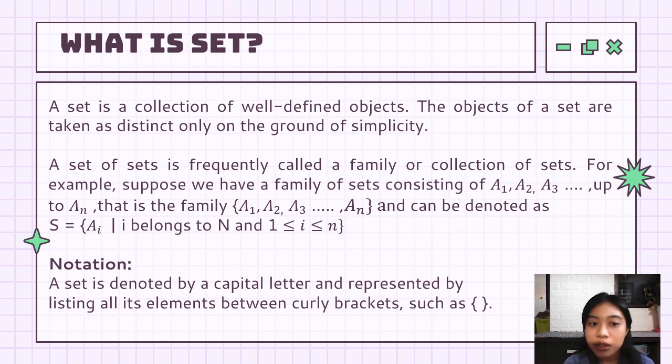For example, suppose we have a family of sets consisting of A1, A2, A3 up to An. That is the family grouping A1, A2, A3 until An and can be denoted as S equals {Ai | i belongs to N and 1 ≤ i ≤ n}. Notation: a set is denoted by a capital letter and represented by listing all its elements between curly brackets, such as braces.